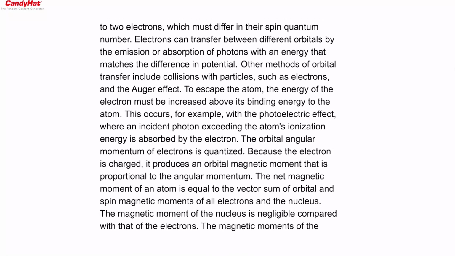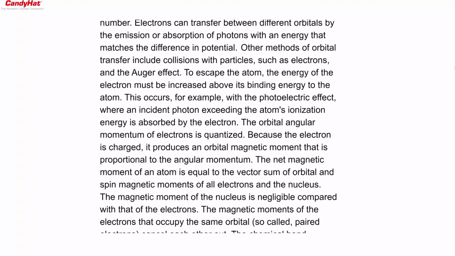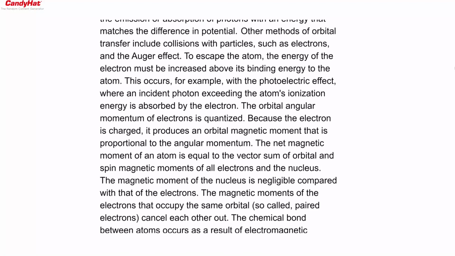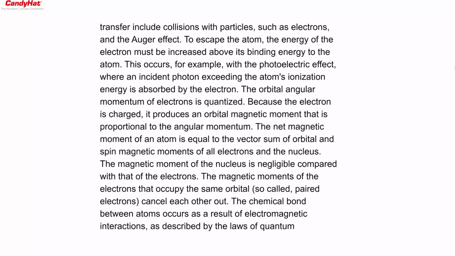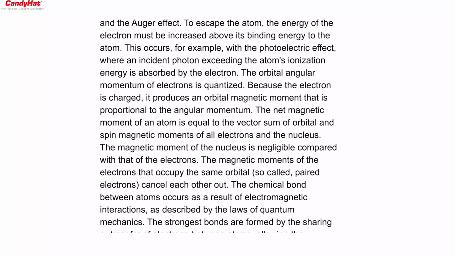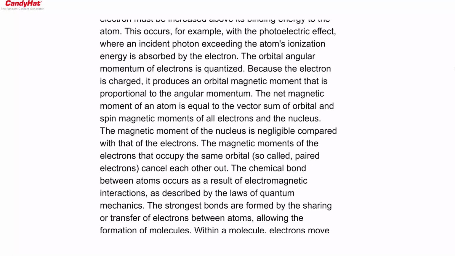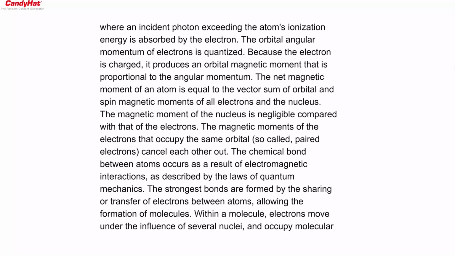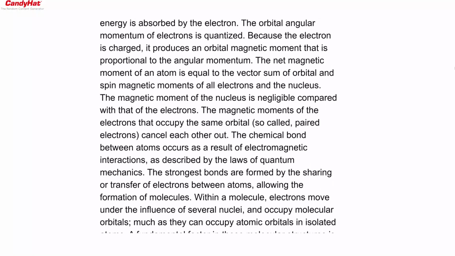Electrons can transfer between different orbitals by the emission or absorption of photons with an energy that matches the difference in potential. Other methods of orbital transfer include collisions with particles, such as electrons, and the Auger effect. To escape the atom, the energy of the electron must be increased above its binding energy to the atom. This occurs, for example, with the photoelectric effect, where an incident photon exceeding the atom's ionization energy is absorbed by the electron.